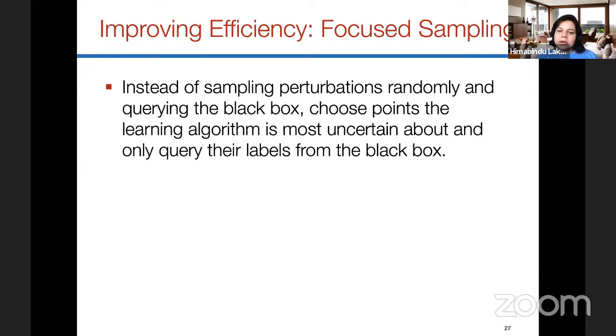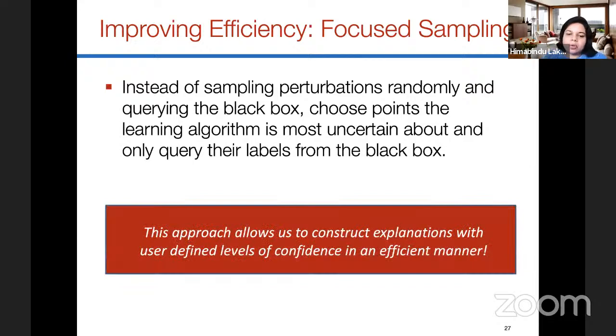Instead of sampling perturbations randomly and querying the black box for their labels, we choose points the learning algorithm is most uncertain about, and only query their labels from the black box. So instead of randomly getting perturbations and asking for their labels, we only choose those points to query the black box for which we don't really know the labels, or the LIME or baseline learning algorithm is most uncertain about. And this actually helps quite a bit in improving the scalability.